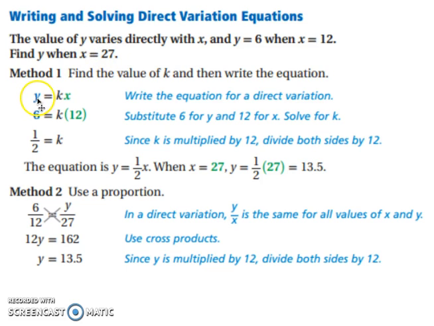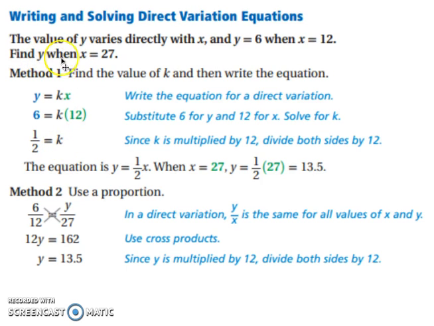Alright, so let's start with our direct variation equation. y equals k times x. So therefore, 6 equals k times 12. Divide both sides by 12 to get k by itself. And, well, 6 divided by 12 is 1/2. So therefore, the equation is y equals 1/2 x, because 1/2 is our k.